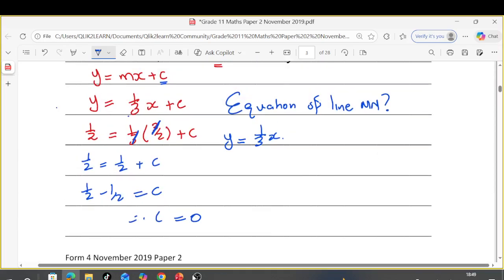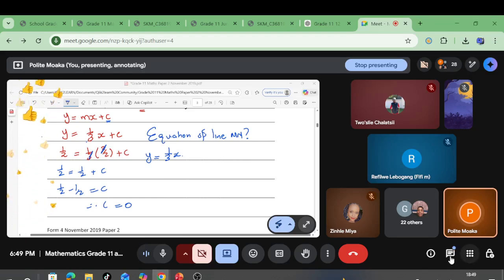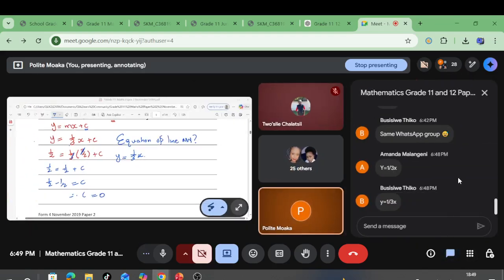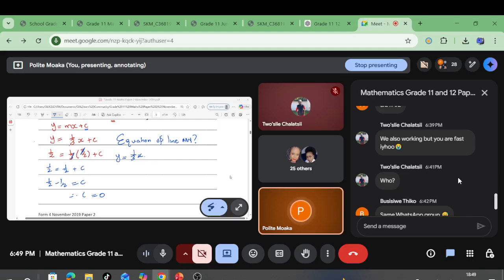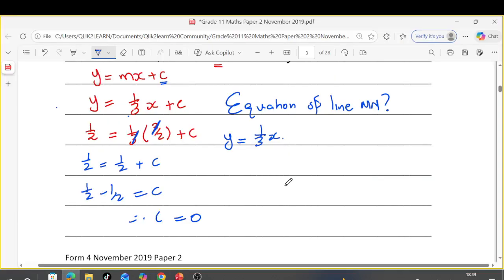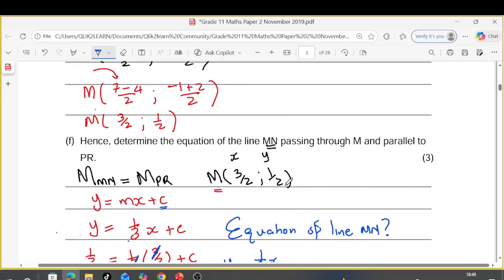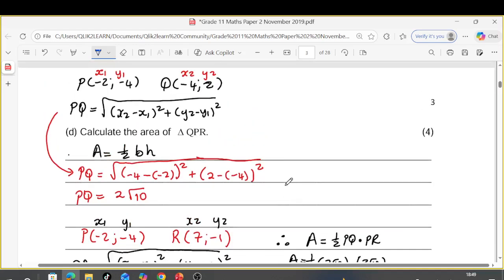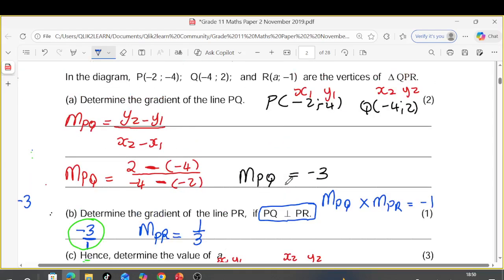Someone said you are working but you are fast. Let me go and try to remember. Let me tell you now, I'm going to try to be slow. Don't worry, I'm going to be slow. So let's go and do this now.